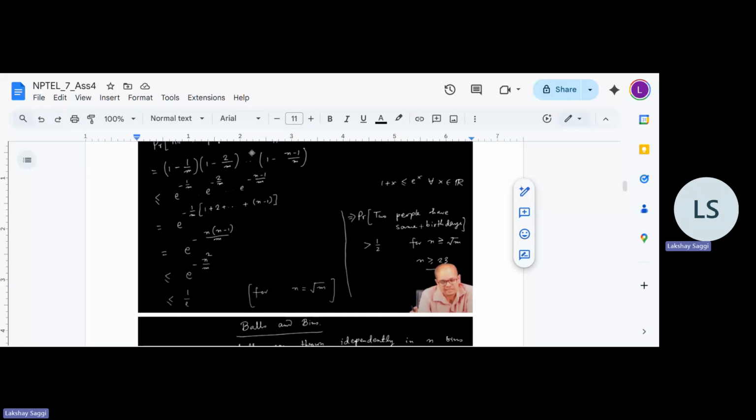Now the third person should not have the birthday on either of the 2 days selected for the first and second person. So the probability that the third person has a distinct birthday will be 1 minus 2 over m, and we can continue this till the nth person, which will be 1 minus n minus 1 over m. Since these are independent events, we can multiply their probabilities, and this is how we arrive at the answer.